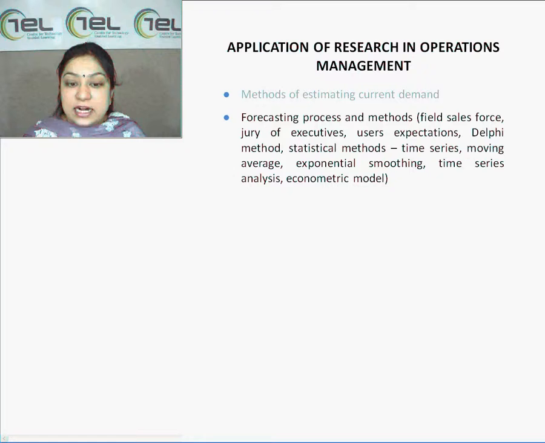The methods where the research can be applied are your field sales force, your jury of executives, your users' expectation. You have the Delphi method available, you have statistical methods, time series, moving average, exponential smoothing, time series analysis, econometric model. All these methods are available to forecast the demand of your particular product or your process in this case. Now, operations management is more or less related to the whole process in the management which is applied in the research process.